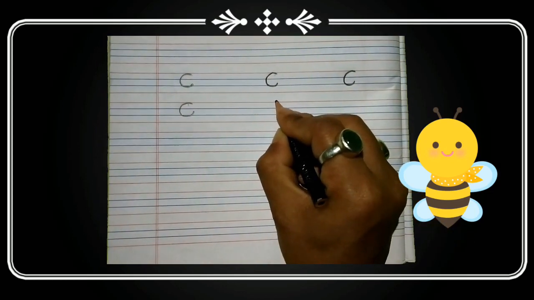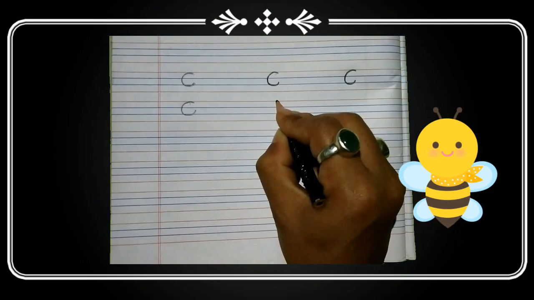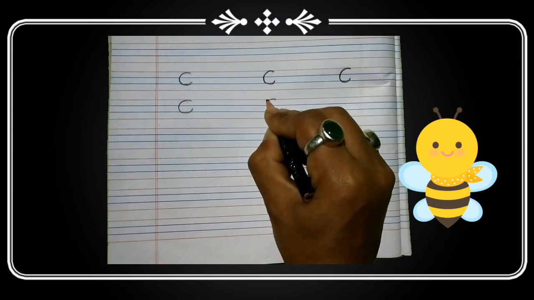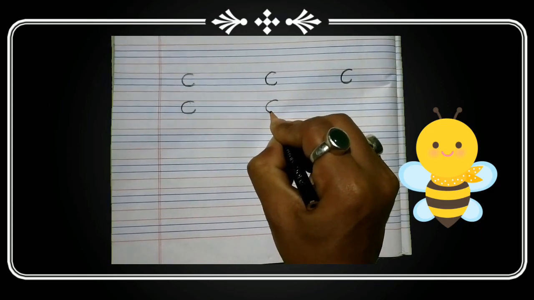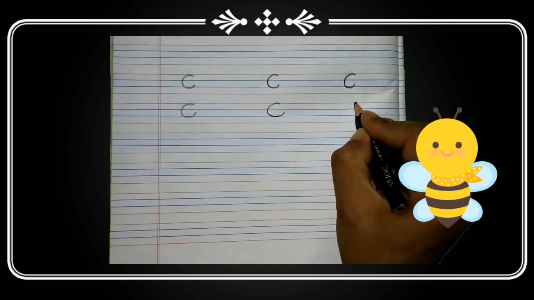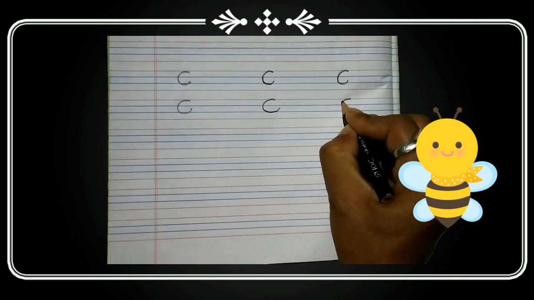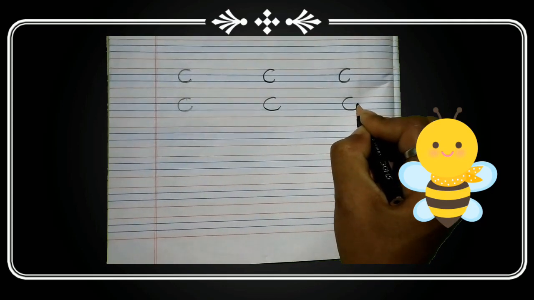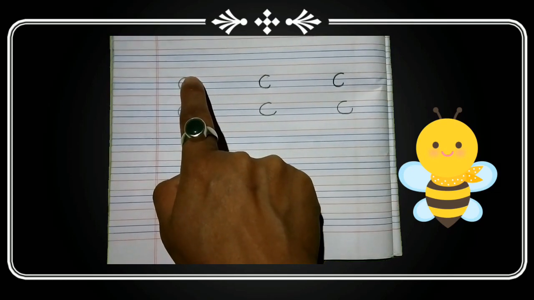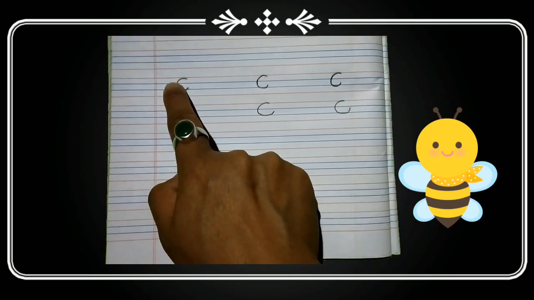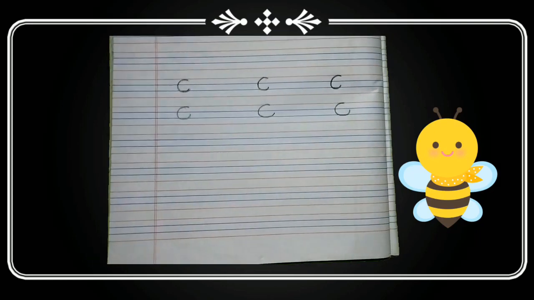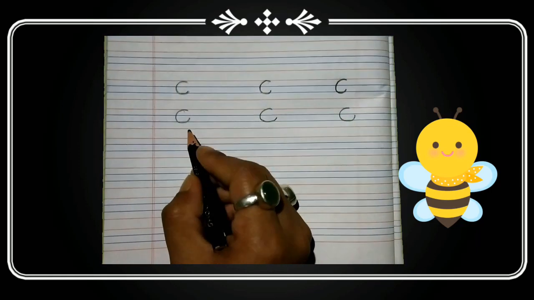Let's try again. At the top of the red line, then slightly come down toward your left in a curve, and then this one. In this way, this is a left curve. See here, from the top red line coming down to the left in a slight curve, and ending at the third line. So this is a left curve.